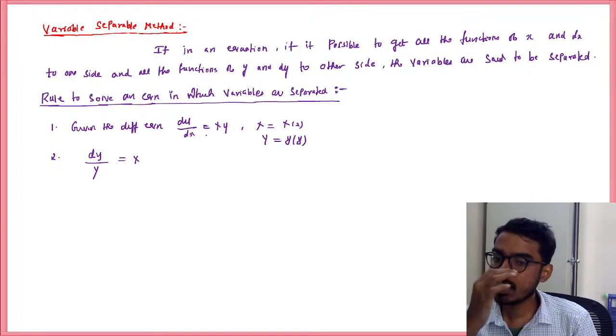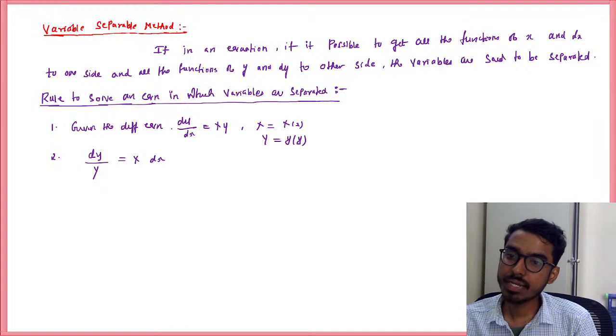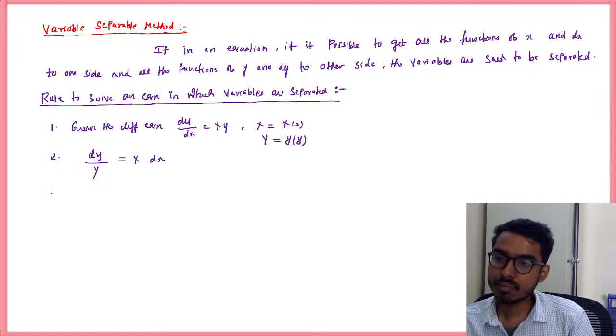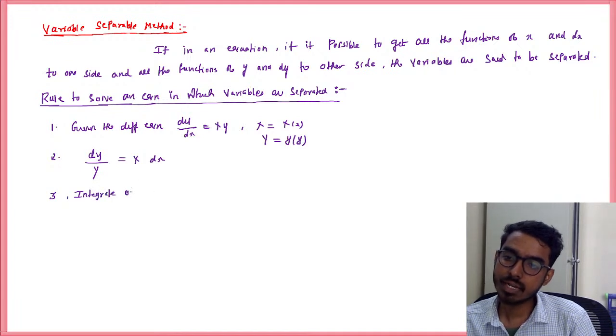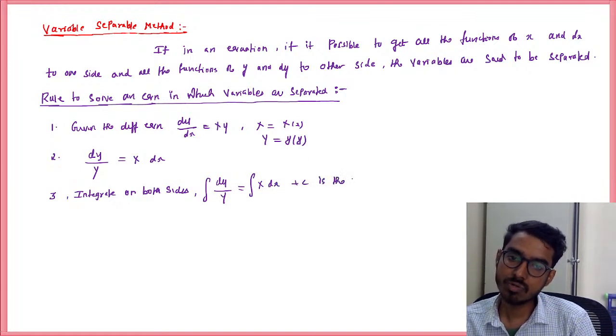So you bring all the y and dy to one side, x and dx to the other side. Here the terms are functions of x and y. Integrate on both sides, you will get the solution. Very easy. It will be integration of dy by y, integration of x dx plus c is the required solution. That c is the arbitrary constant.